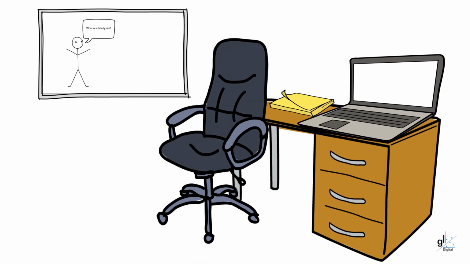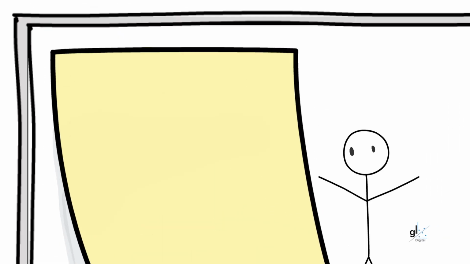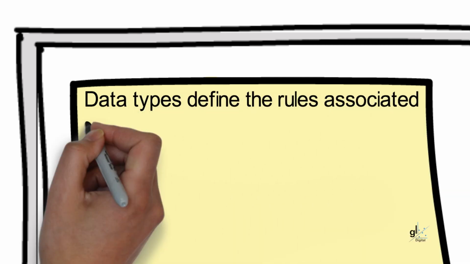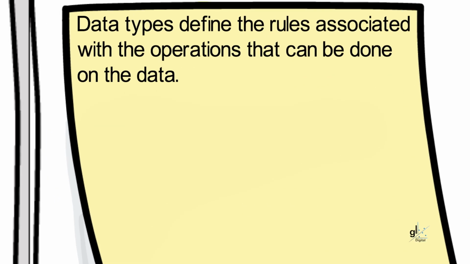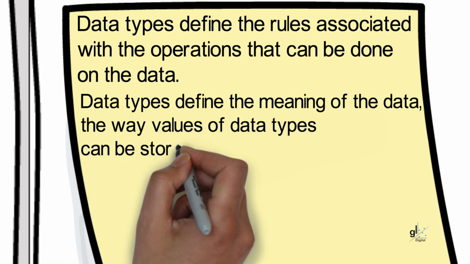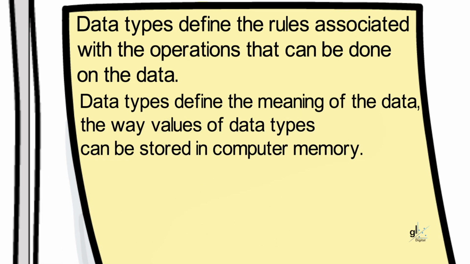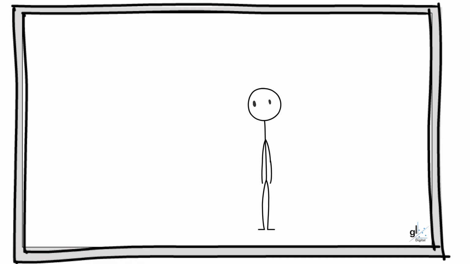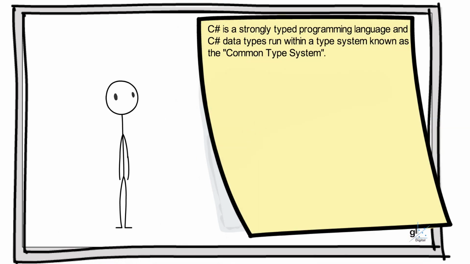Okay, let's start by building a simple C# application. But before we leap into writing code, let's answer the question, what are data types? Most programming languages include the notion of data types. Data types define the rules associated with the operations that can be done on the data. Data types define the meaning of the data and the way values of data types can be stored in computer memory. C# is a strongly typed programming language, and C# data types run within a type system known as the common type system.